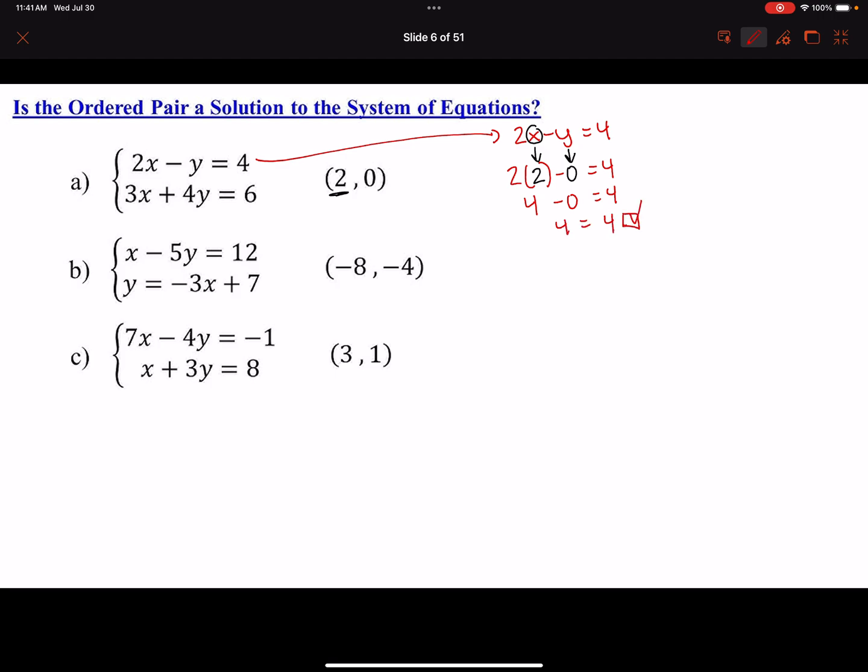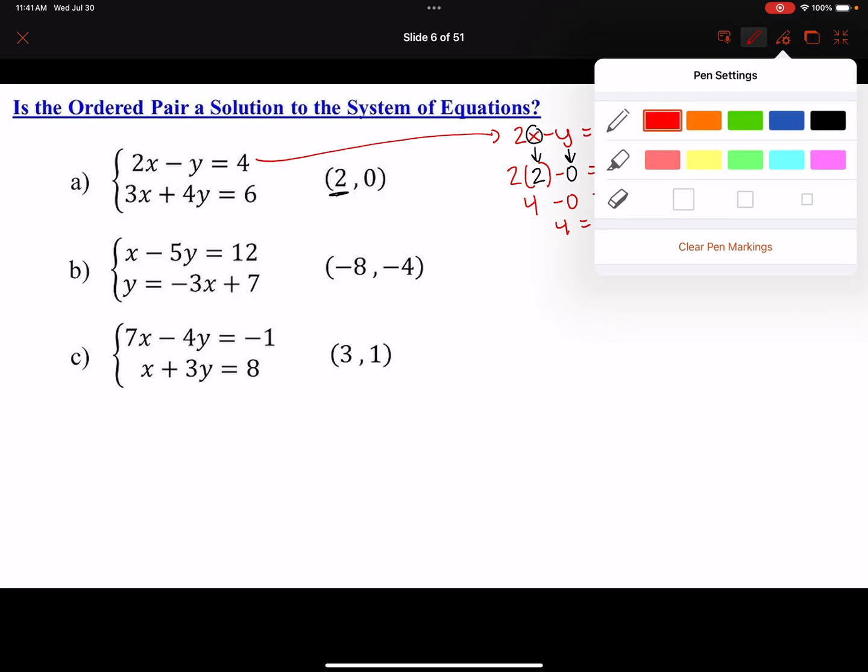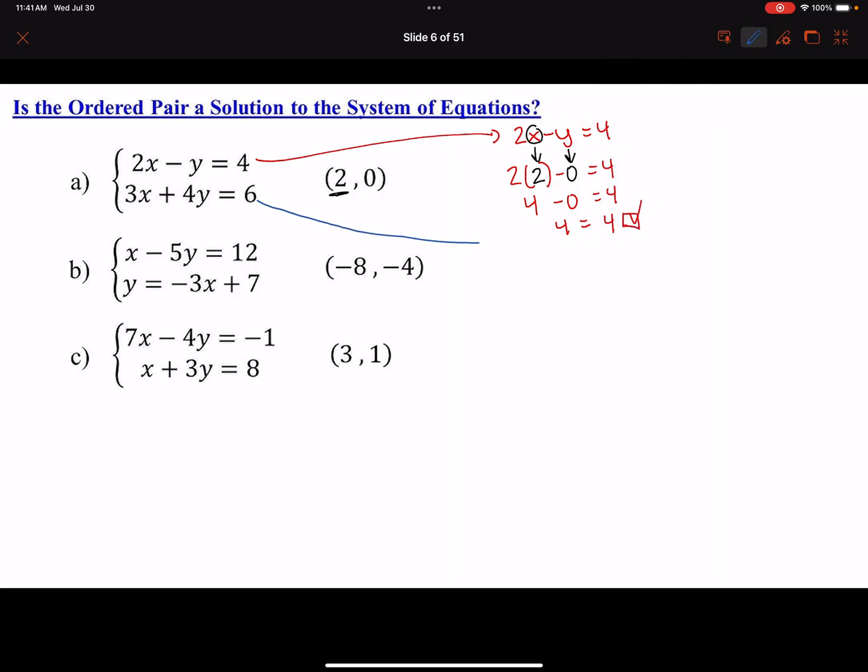It's a solution for the first equation, but I'm not done because I have to check both equations. So now I have to try it with the next equation. Because remember, we have to imagine these are graphed lines. If we were to graph them, would the point be on both? So now we have 3x plus 4y equals 6.